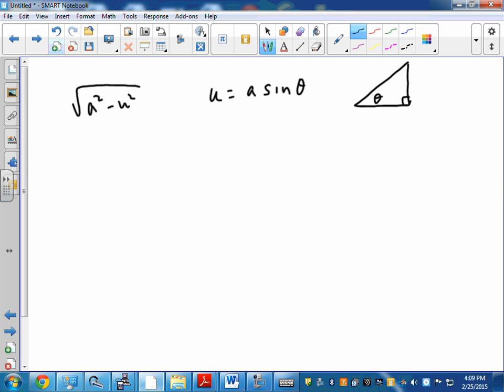This is your theta, this is your u, this is your a, and this will be the square root of a squared minus u squared. So that's using that particular one.